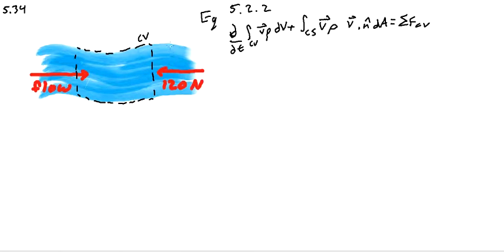Alright. For steady flow, this whole section right here goes to 0. Okay, that makes some sense. Honestly, I'm a little bit confused by this myself. Okay, so this all goes to 0.